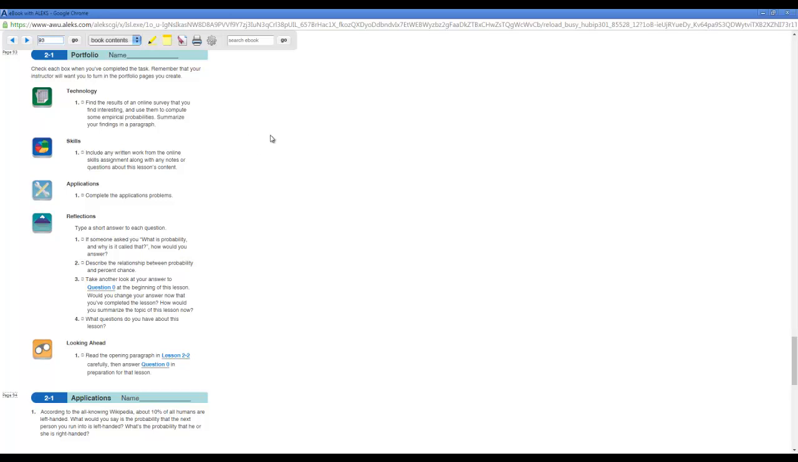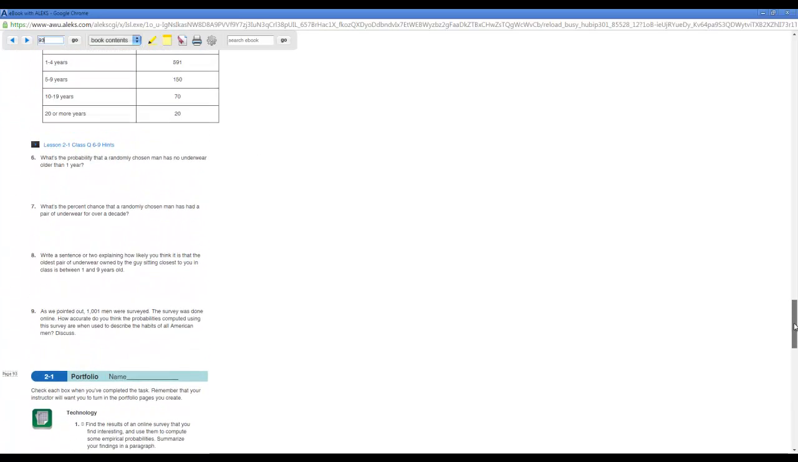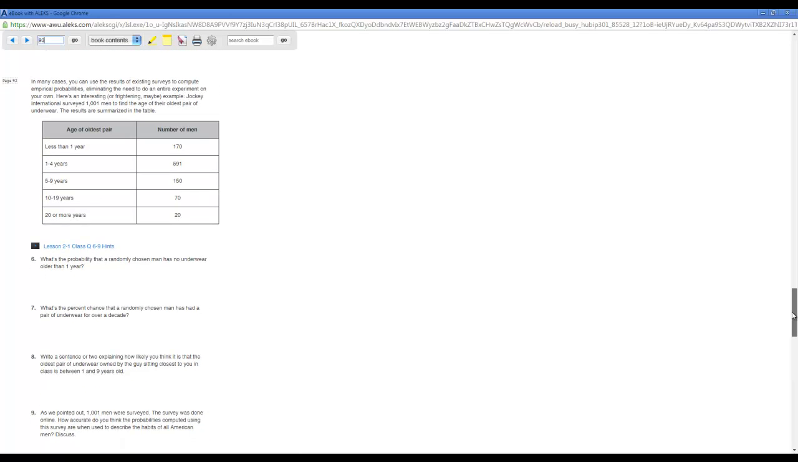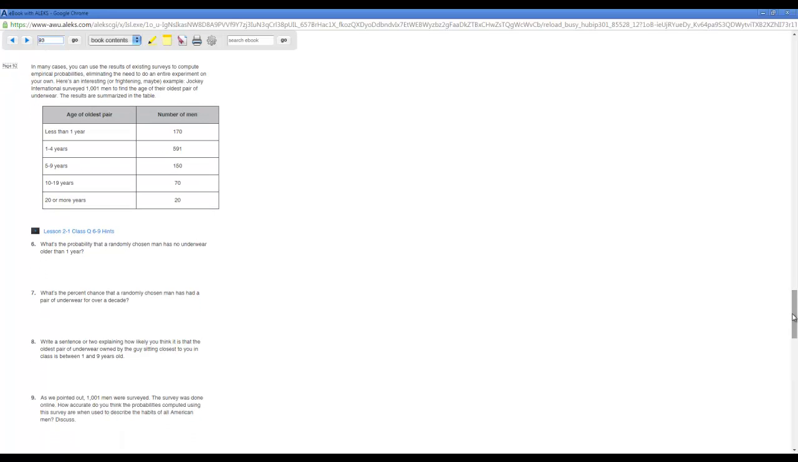Okay, so recall, this is pretty much very similar to what we did right here. Okay, this was a weird example. It was about the age of men's undergarments, but see here, there's different categories. And this is the number per category. That's the kind of data you're looking for. You want a table where there's categories, then the number of items or number of people per category.